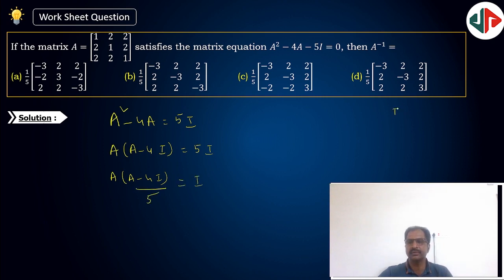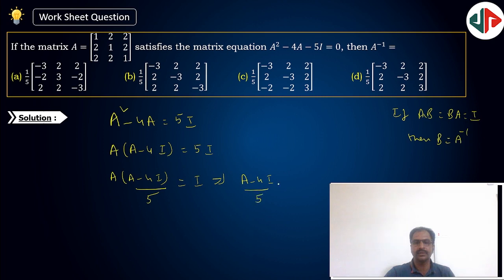And what is the definition we have? If AB is equal to BA is equal to I, then B is said to be the inverse of A. Now this is looking like A into B is equal to I. Then that B is known as the inverse of A. So the question is finding A inverse. So we need to find (A minus 4I) by 5. Matrix A is given. What is 4I? 4 into the unit matrix, which means 4 0 0, 0 4 0, 0 0 4.